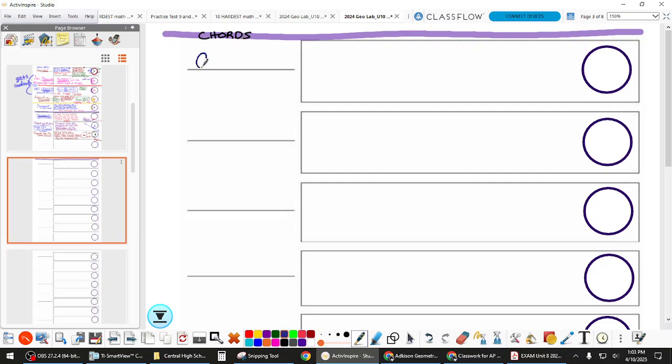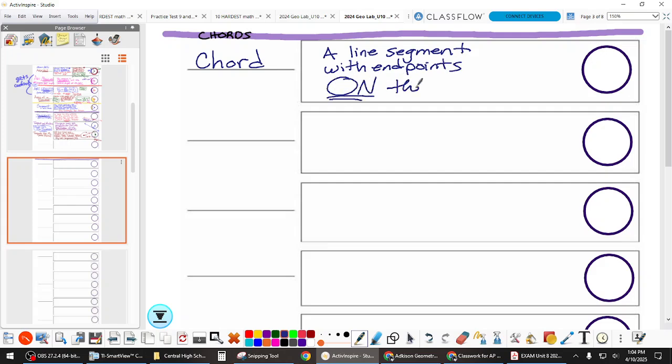You guys basically defined what a chord is, kind of by looking at the picture. So it's a line segment with end points, and here's kind of the key word. So I'll make it big, on the circle.